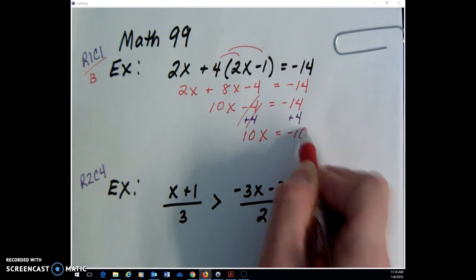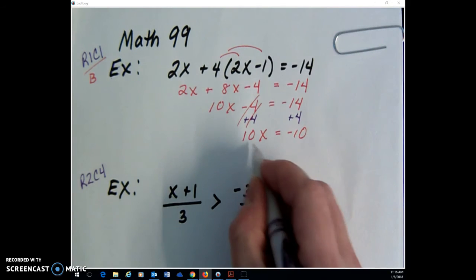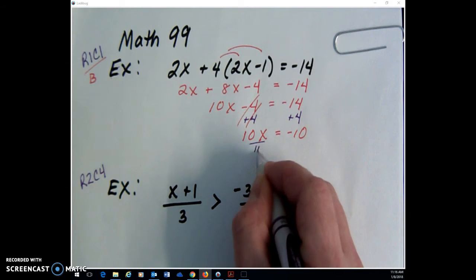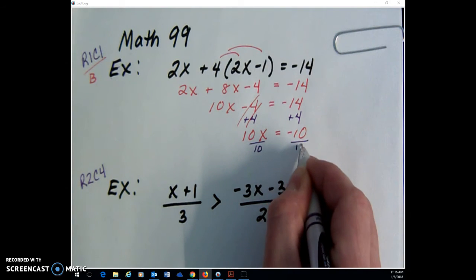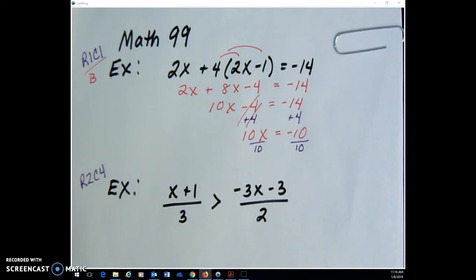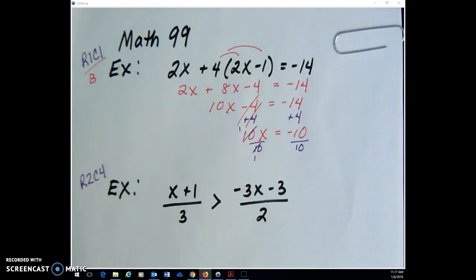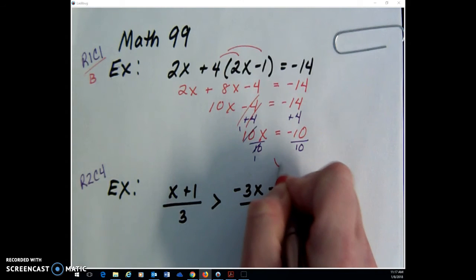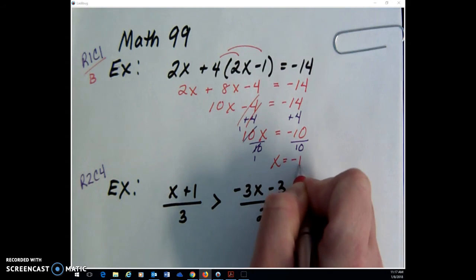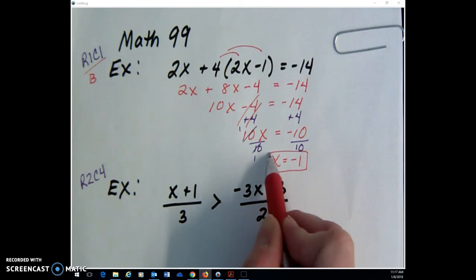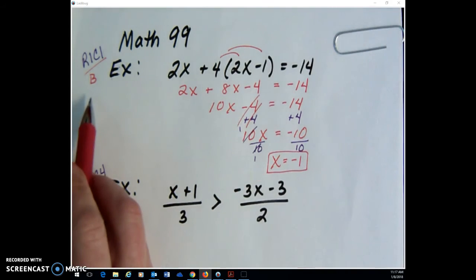There. And then I'm going to divide both sides by 10. And this isn't an inequality, so I don't have to worry about doing anything with the inequality symbol, like I will on the next one. So there, that reduces down to 1x, and I am left with x equals negative 1. And your answer for that, again, is B.